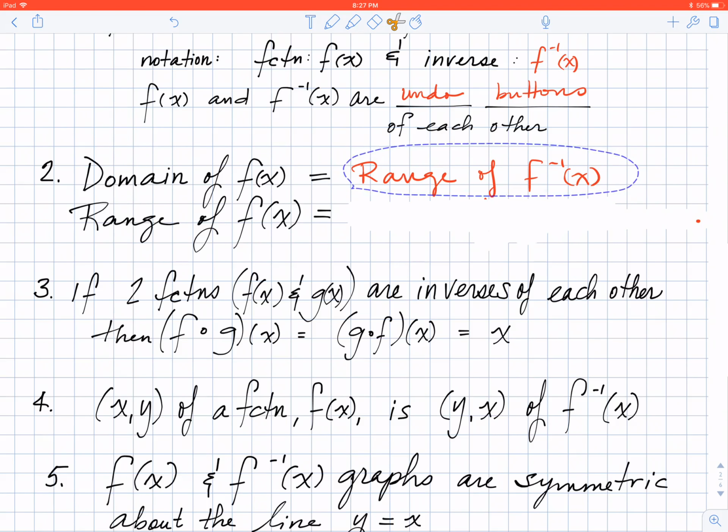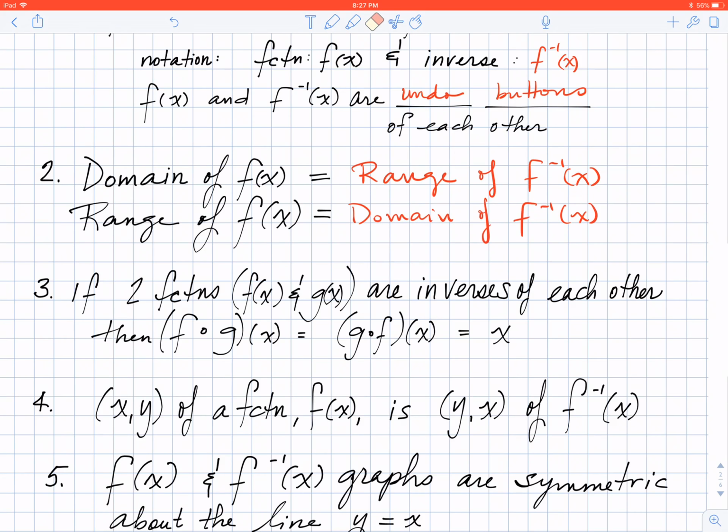And I'm assuming you can probably guess what will be next. The range of the original is going to be the domain of the inverse. So the y value of the original is going to become the x value of the inverse.